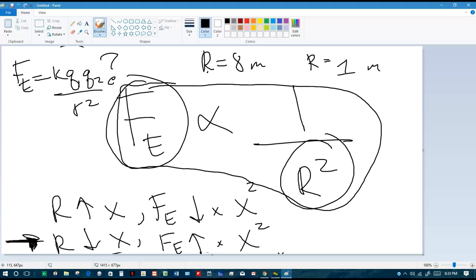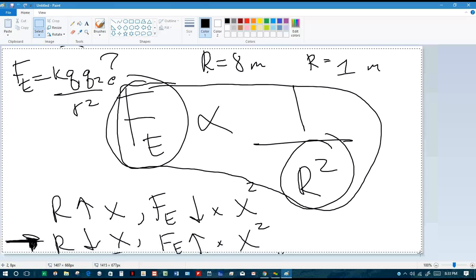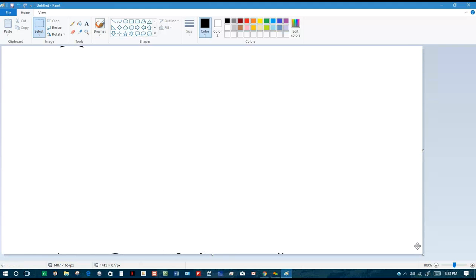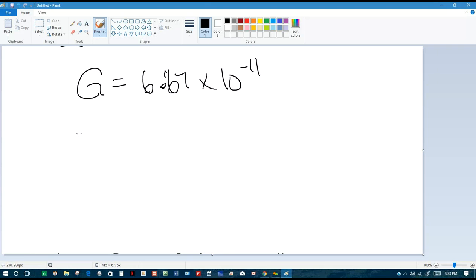The one thing I'll save you the time of looking up. You might have remembered it, but the gravity constant G, capital G, is 6.67 times 10 to the minus 11, and the value for K, the electricity constant, is 9 times 10 to the 9th.